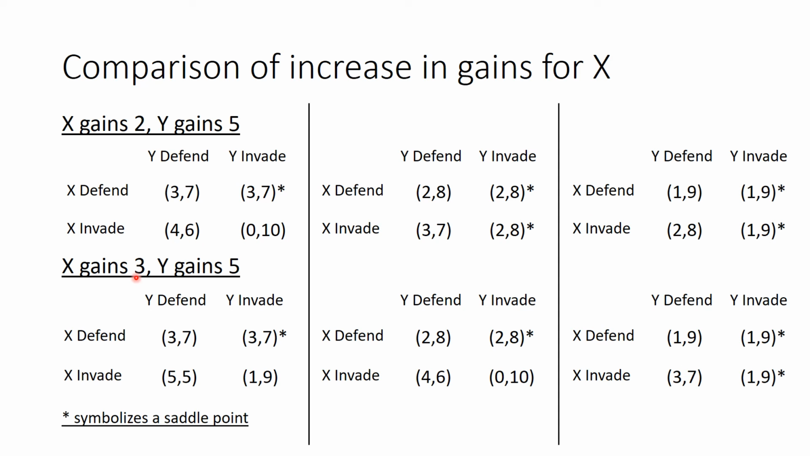If we compare that to gains of 3, 3 minus 1 would give you 2. We should have 2 scenarios with only defend invade. We have a defend invade here only, a defend invade here only, and then a double. So we have 2 of those, so that matches.